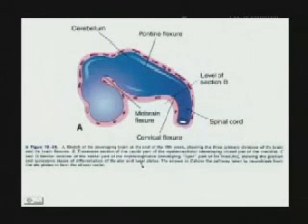So here we see a figure similar to the one we already saw, so I'm not going to discuss it too much. The only thing that's important here is the level of section B, which will be the next figure. And so the next figure will be a cross-section taken right here at the cervical flexure.